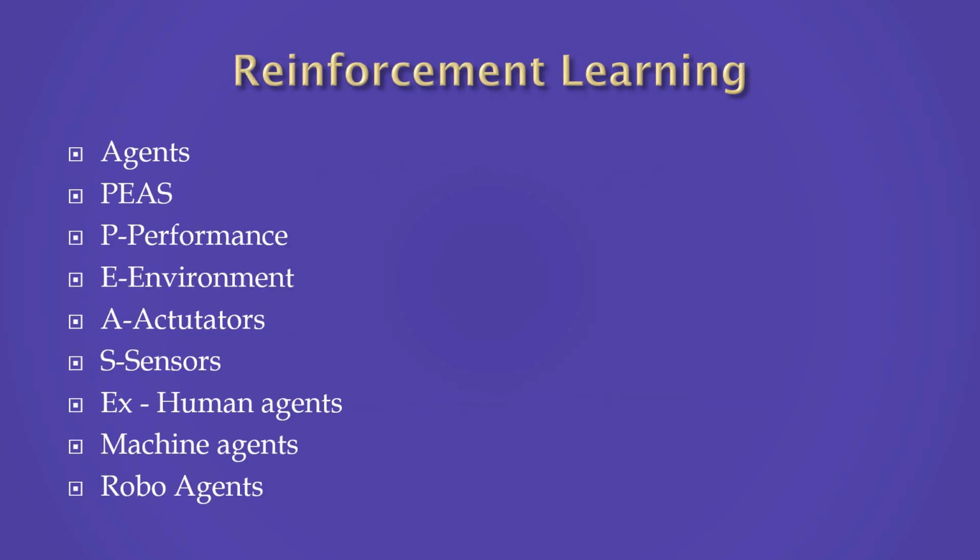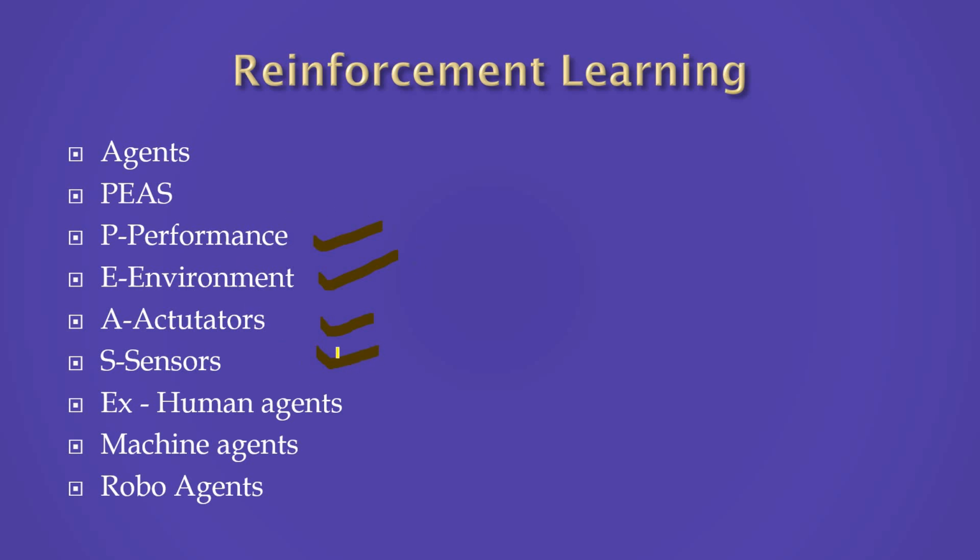And the next one is reinforcement learning. So what is the meaning of reinforcement learning? Here we have a certain number of agents. Agents have characteristics like PEAS. P stands for performance of the agent. E stands for environment of the agent, where that particular agent will work. And actuators: how the agent sends information to the outside. And sensors: how the agent accesses information from the outside. These are the PEAS of the agents.